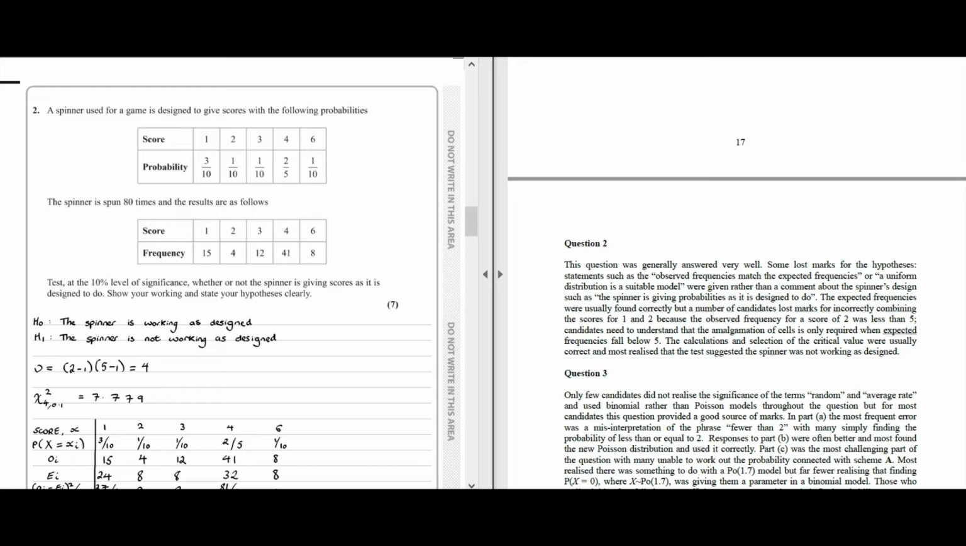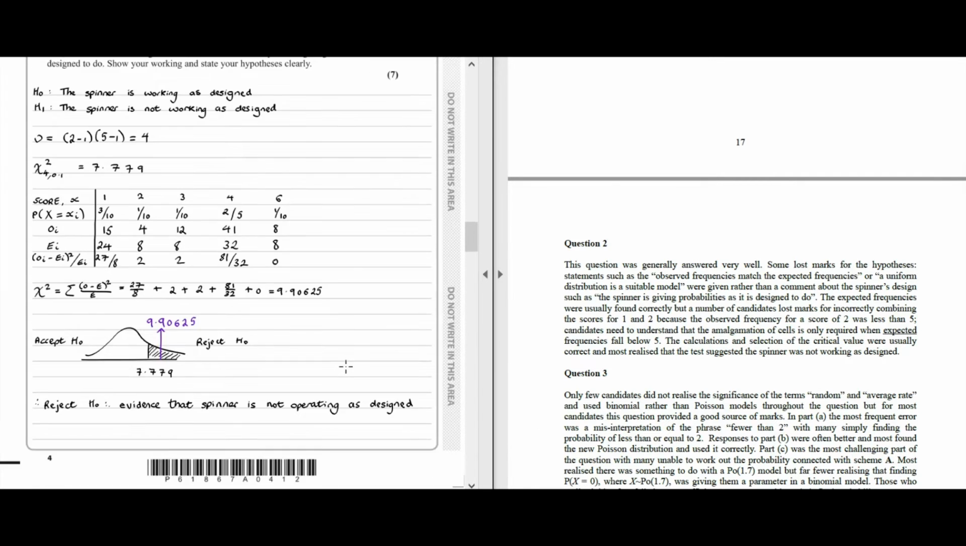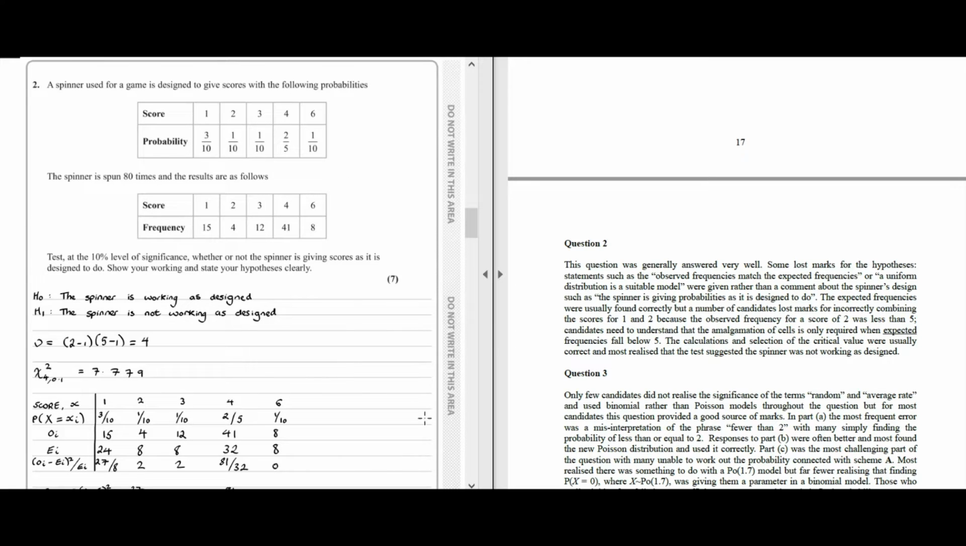Question 2, this was concerning, by the looks of it, well, this was answered quite well. Some lost marks for the hypotheses again. Statements such as observed frequencies match the expected frequencies, or a uniform distribution is a suitable method were given, rather than to comment about the spinner's design, such as the spinner is given probabilities as it is designed to do.